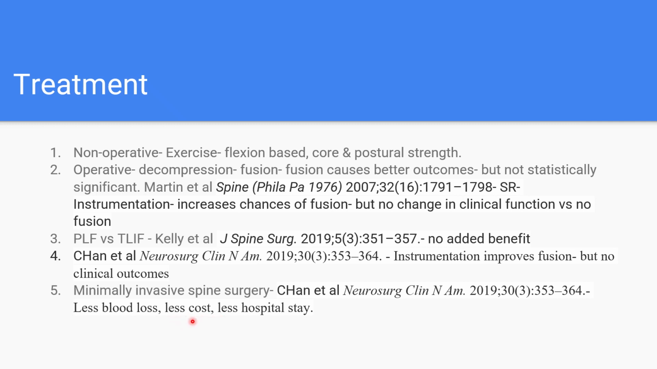So this is a contradictory statement. Generally people think that minimally invasive spine surgery is more costly. However, if you see the whole treatment cost, it is actually less and it causes less hospital stay.